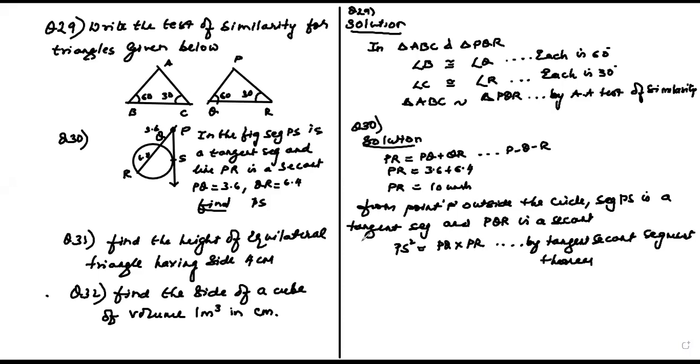So how much do you get, children? PS square equals, PQ is 3.6 and PR is 10. When I multiply this, the decimal shifts. PS square equals 36, so PS equals root of 36, which is 6. So PS is 6 units. Such an easy sum. I hope people understood me here. We move on to question number 31.